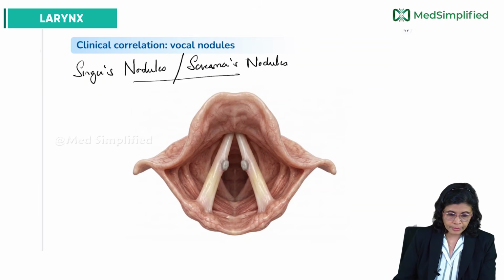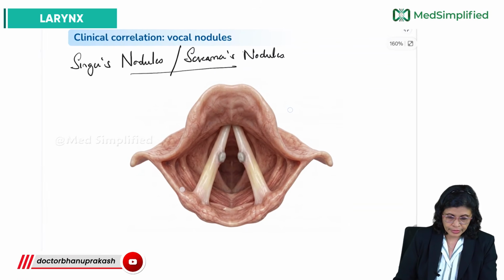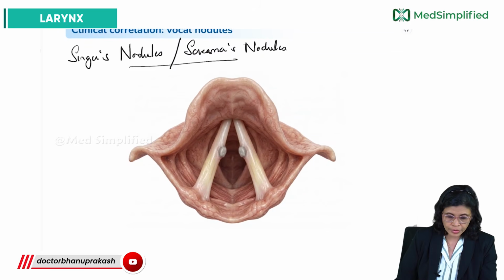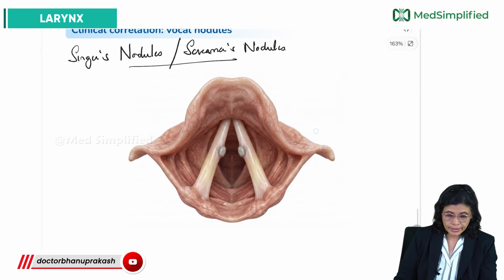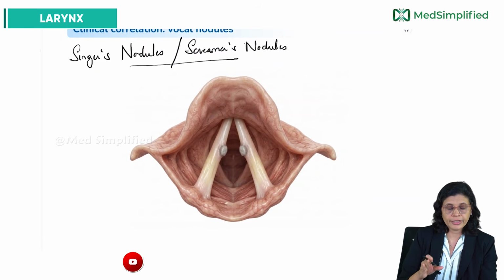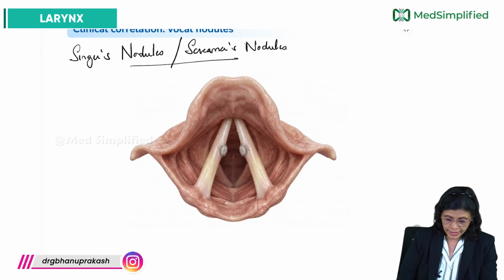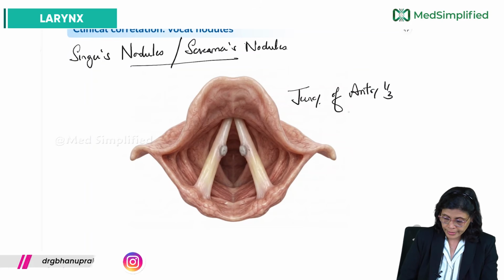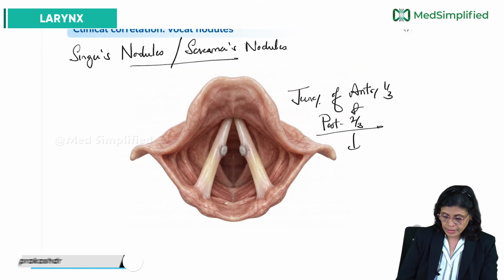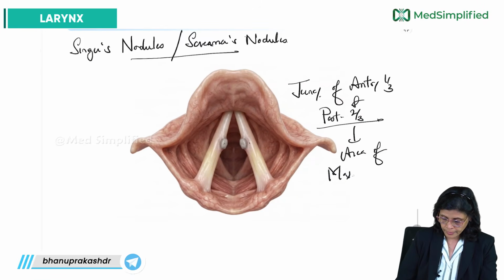During vibration, the area of maximum contact between the two vocal cords is at the junction of the anterior 1/3 and posterior 2/3. So this is the area of maximum contact during vibration.